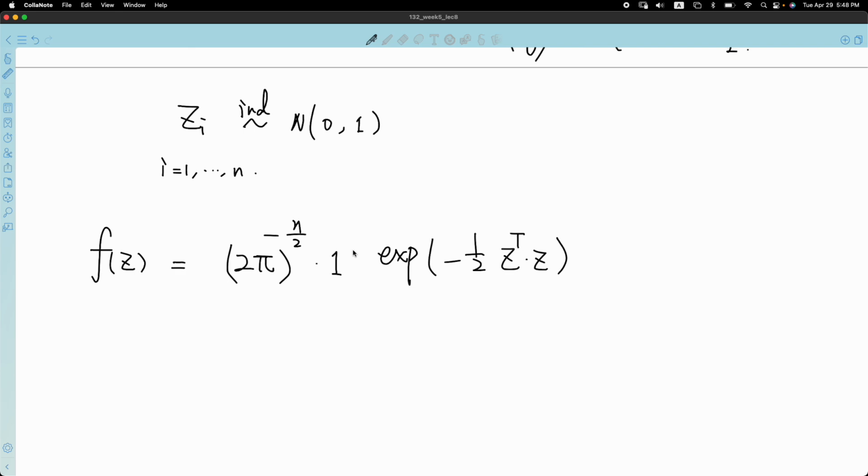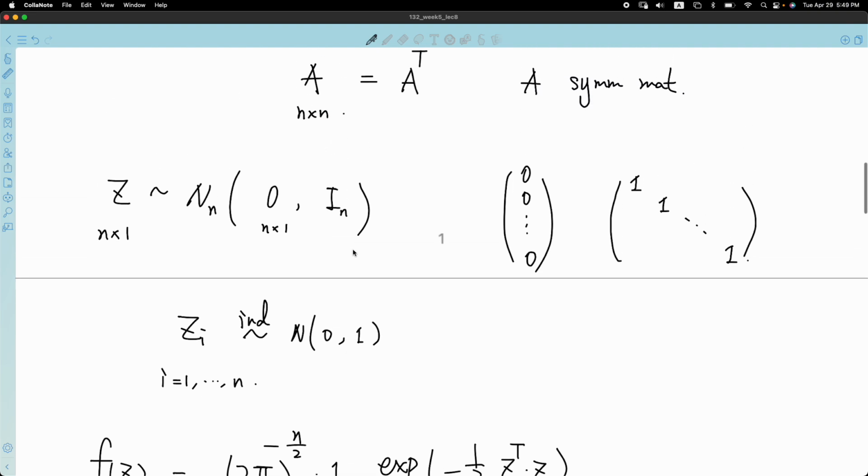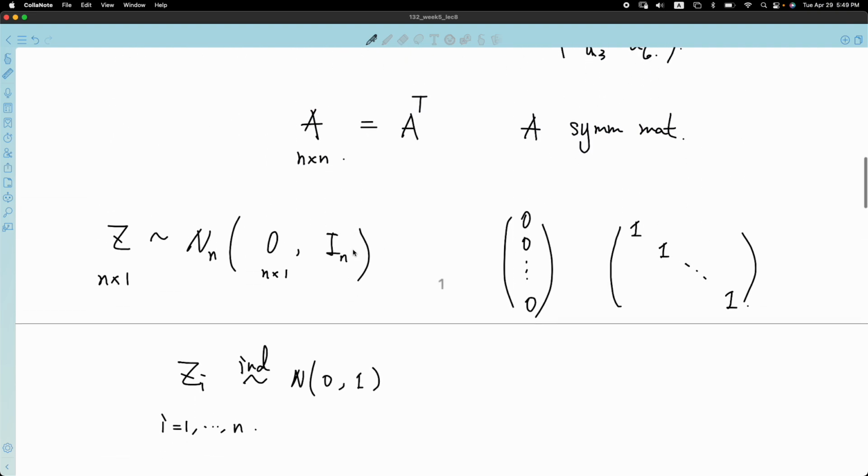Okay, so before we proceed to some other statistical topics, any question regarding the formulation right now? Any question or comments? Can you repeat the significance of the zi independently distributed?